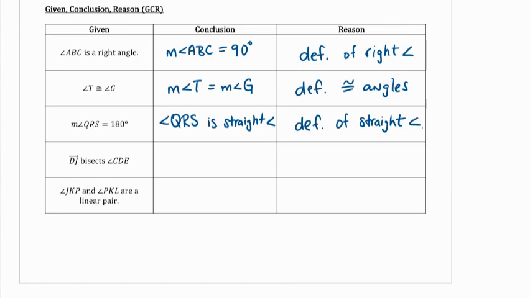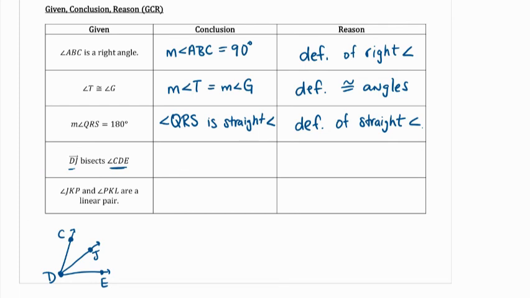The next one, ray DJ bisects angle CDE. Well, an angle bisector cuts an angle into two congruent parts. This one might be helpful to draw a picture. So I'm going to come down here where I have a little extra room. I'm going to make my angle first. So if I make angle CDE, remember that point in the middle is my vertex. So D goes in the middle, and then here I'll put C, and here I'll put E. And then it says that ray DJ bisects it. So right down the middle, I make my ray there, and I'm going to put point J in the middle. So now I've got ray DJ going right through the middle of my big angle.